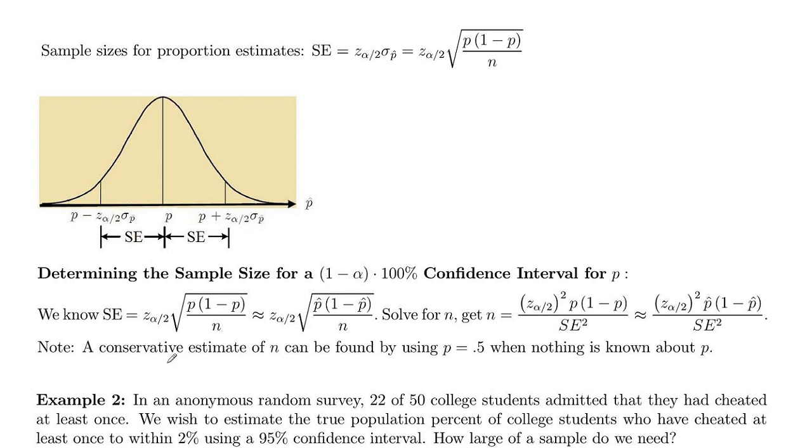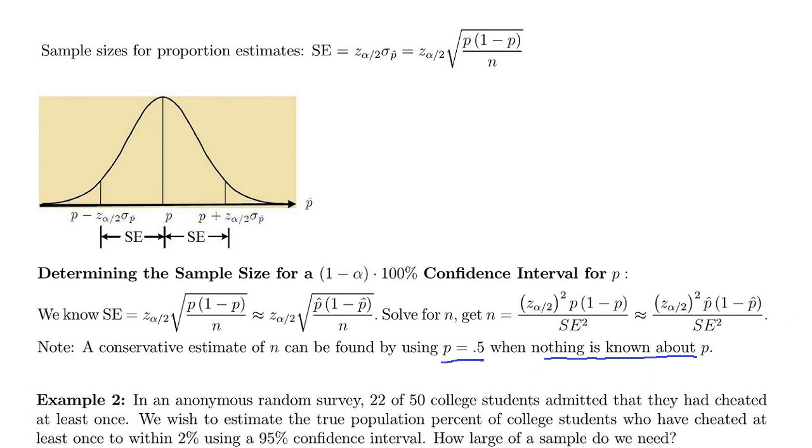So that formula then, if we solve it for n, we get z alpha over 2 squared p(1 minus p) over sampling error squared, or use p hat here if you don't know p. So now a more conservative estimate of n can be found using p equals 0.5, and that's when you know nothing about the value of p. So you don't have a p hat. So if that's the case, then use p equals 0.5.